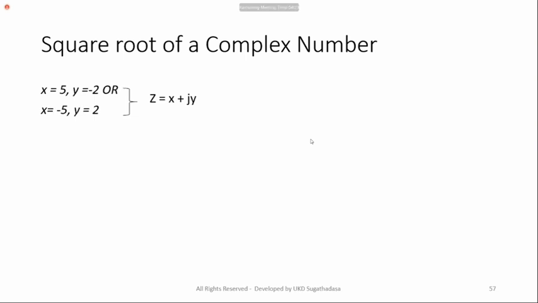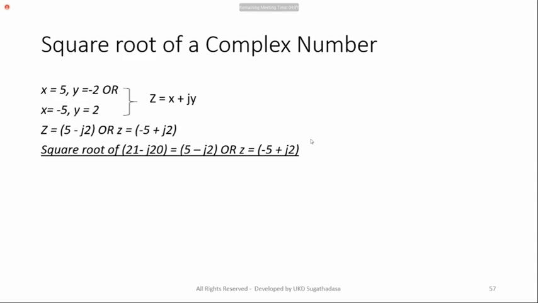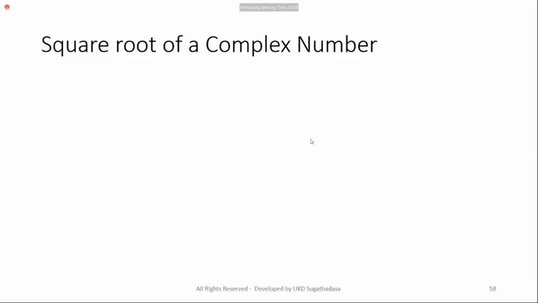In this case, different, right? Not unlike the first case. Then x equals minus 5, y equals 2. So therefore, you get the answers. The square root of 21 minus j20, the complex number, is 5 minus j2, or minus 5 plus j2. You can check your answers like this.